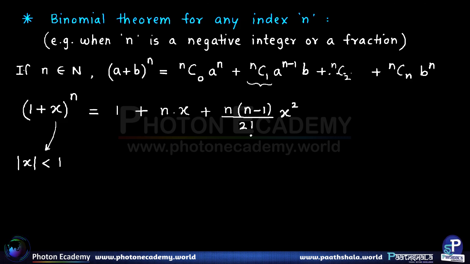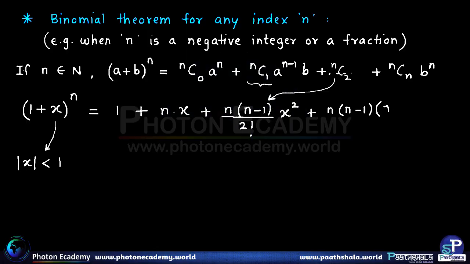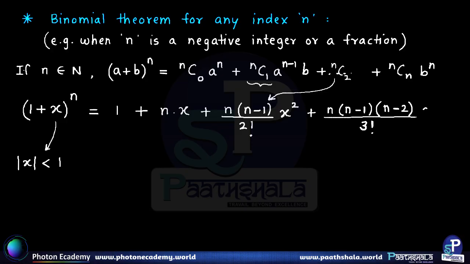into x squared. So you see, the formula of nC2 is the same as this, but we cannot write it as nC2 because n is not a natural number. Moving further, if you want to write just one more term, it will be n(n - 1)(n - 2) upon 3 factorial multiplied with x cubed.